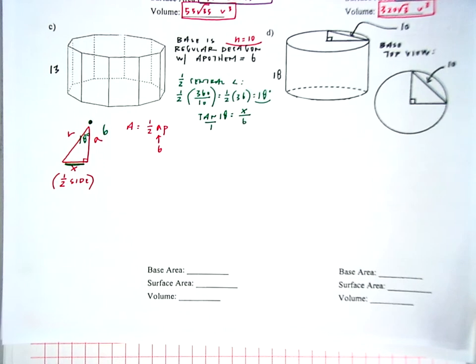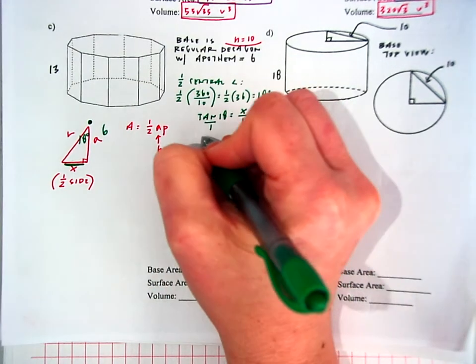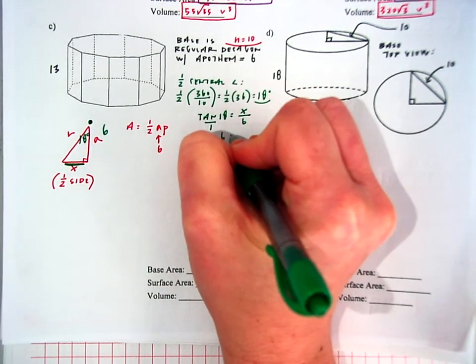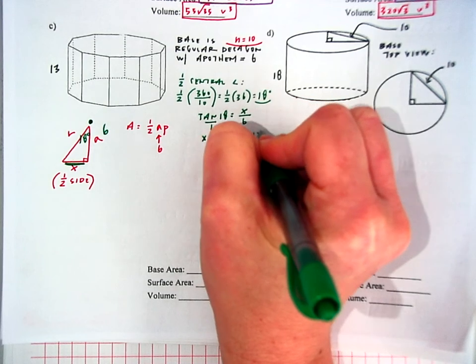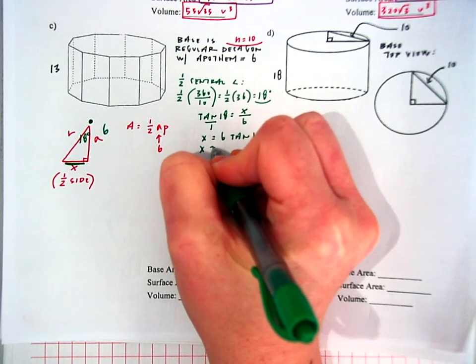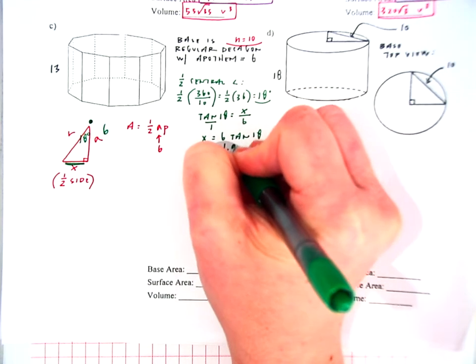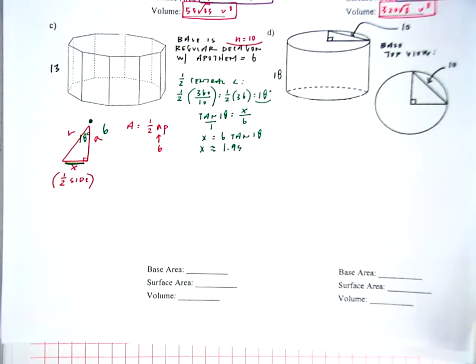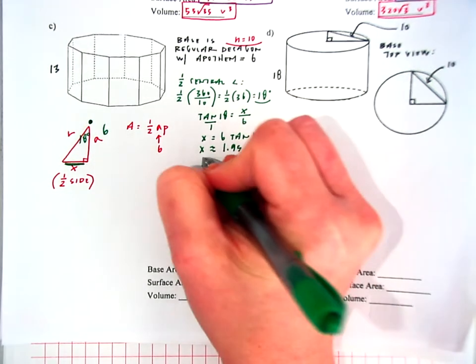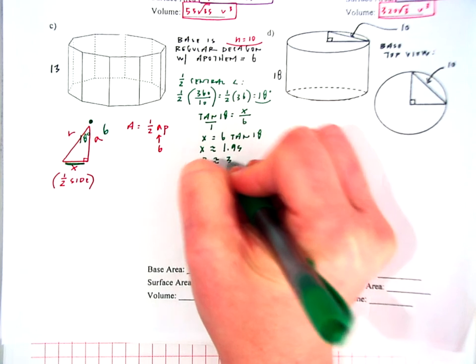So here's my proportion. I cross multiply, and x equals 6 times tangent 18. So I get that x is about 1.95. X is half of a side though, and I need my full perimeter. So if that's half of a side, I could double it. That gets me a full side, and then multiply by 10. So that would get me a perimeter that's about 39.